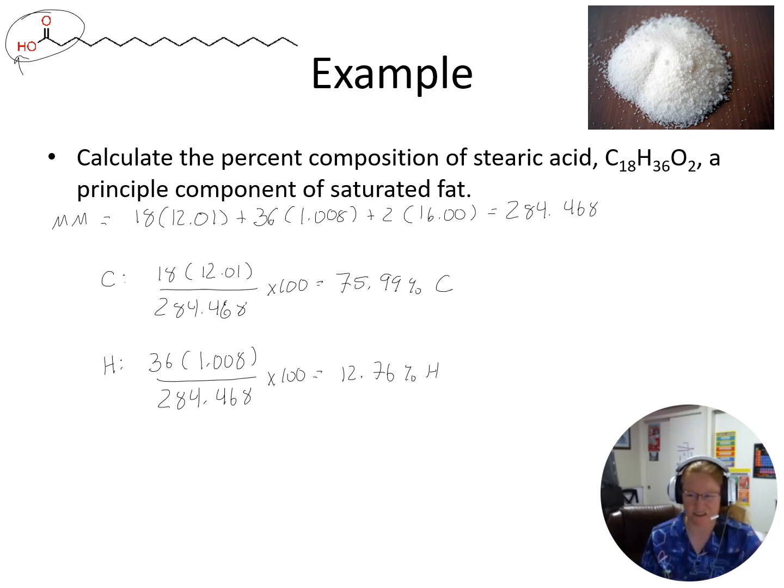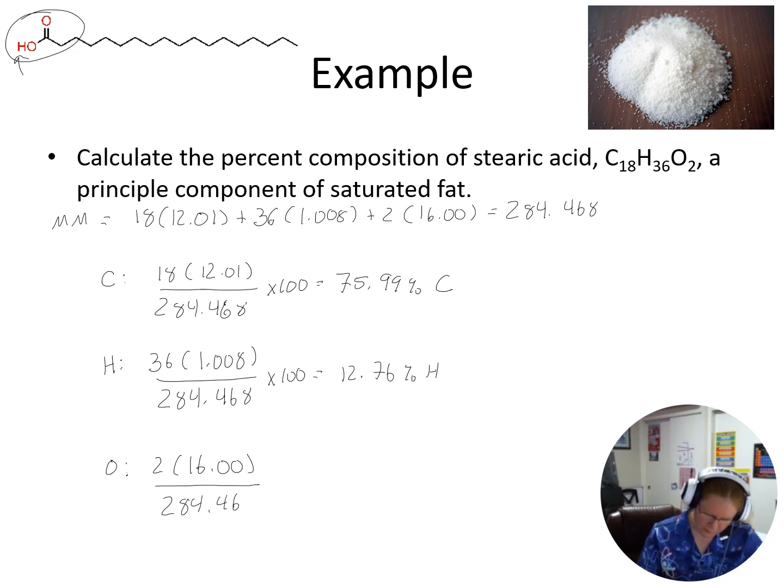there's not a lot of oxygen. There's only 2 oxygens in each stearic acid. So we're not going to have a large percent by mass of oxygen either. So I have 2 of them times the 16 over the 284.468 times the 100, and we get 11.25.